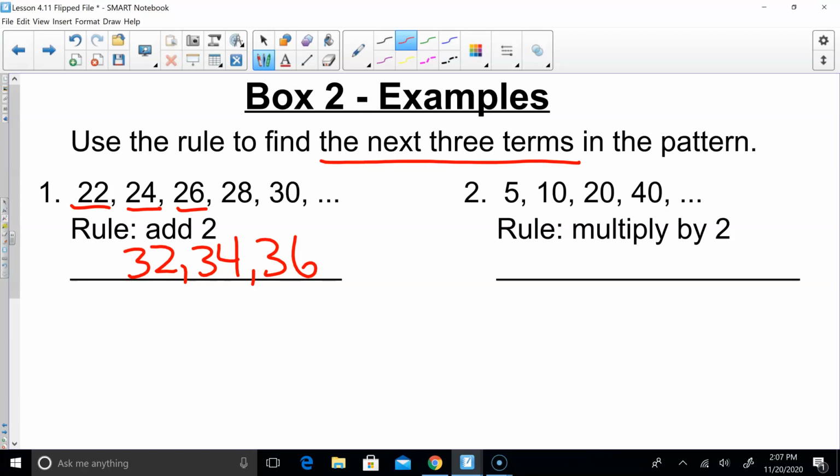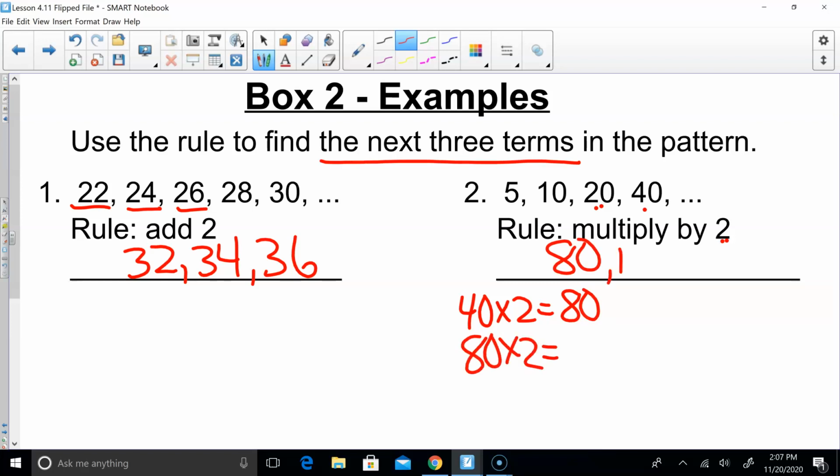So now our next rule here is a rule where we need to multiply by 2. So if we look, 5 times 2 is 10, 10 times 2 is 20. 20 times 2 is 40. So 40 times 2 is 80. So 80 would go up here. And then 80 times 2, well, 8 times 2 is 16. So that would be 160. And then 160 times 2. So 2 times 16 would be 32.